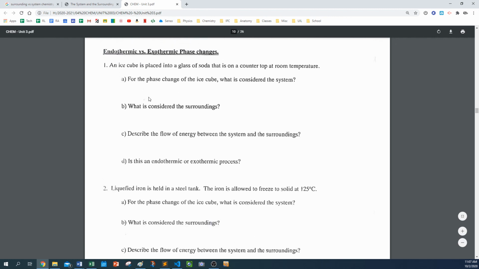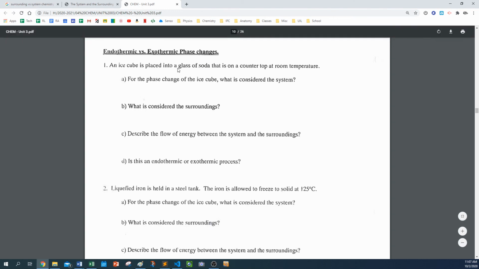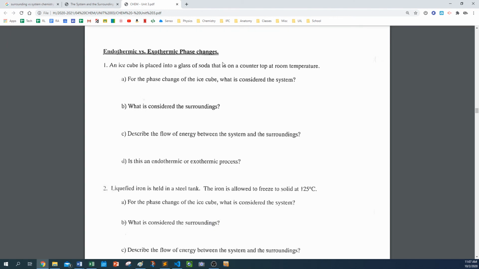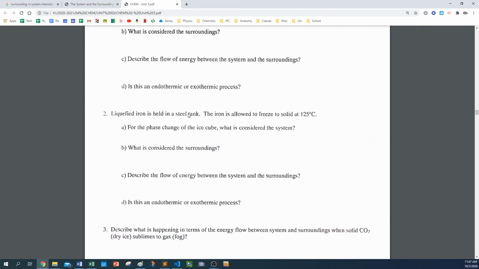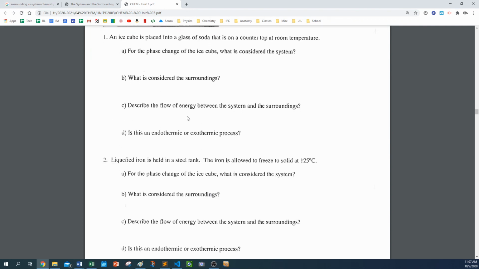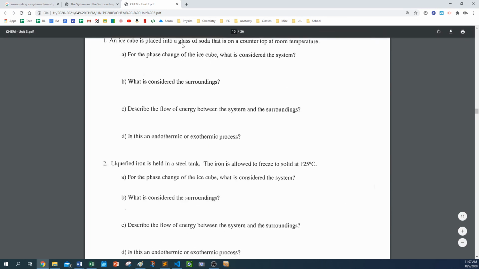Again, the system is the something that's reacting or changing, the main target. The surroundings is everything else mentioned in the problem. So here, everything else is just a glass of soda. Here it's just a steel tank. You can also list off everything else, the air too, if you wanted to. But if you just include steel tank, or just soda and glass, or just glass of soda, that's acceptable too.